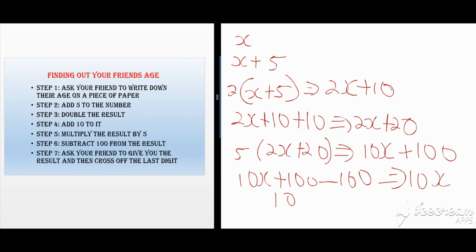So what we end up with is 10x over 10, which breaks down to give you x. And this x represents any given age that we put into this expression and breakdown here. And that is how the trick works mathematically, and that is why it will always work.